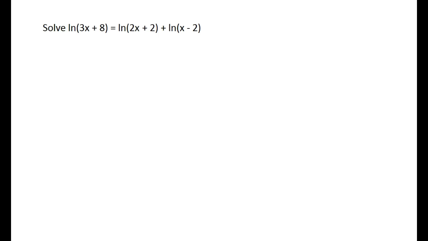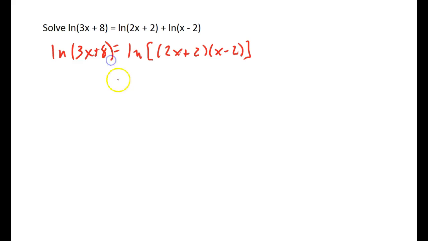And our last example involves natural logs. So let's condense these two into one. So I'm going to get the natural log of 2x plus 2 times x minus 2 equals the natural log of 3x plus 8. Now I have one log over here and one log over here, so I just drop it. So 3x plus 8 equals, and I'm going to do FOIL on this, I'm going to get 2x squared minus 4x plus 2x is minus 2x, and then times 2 plus 2 times negative 2, which is minus 4.